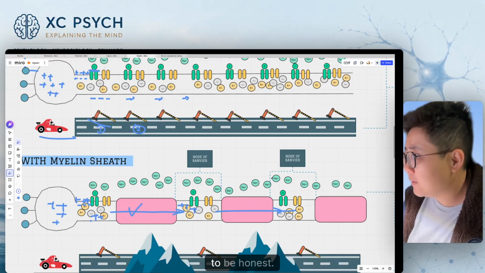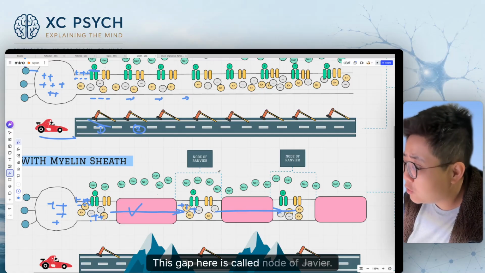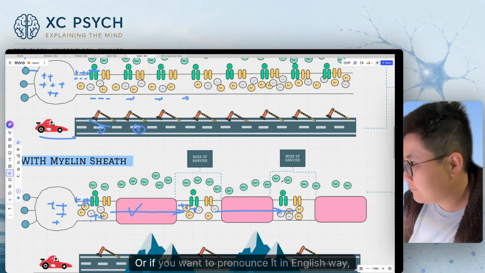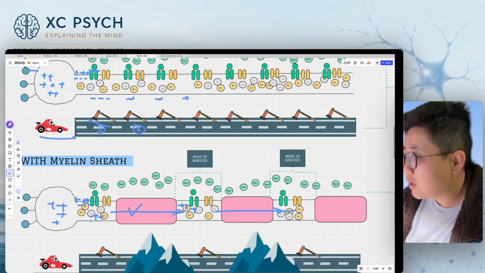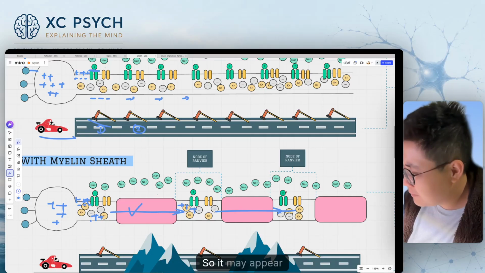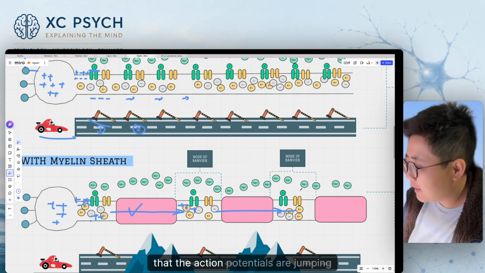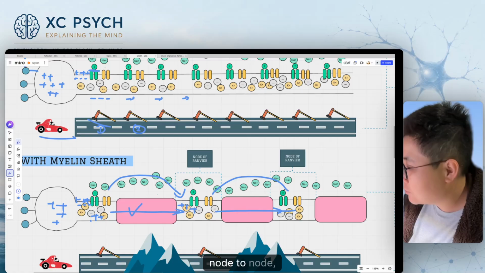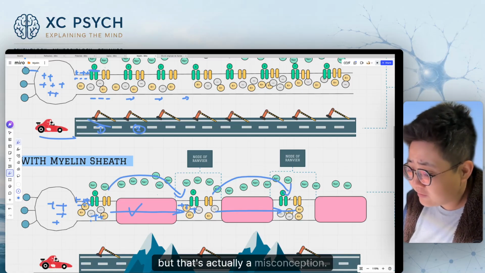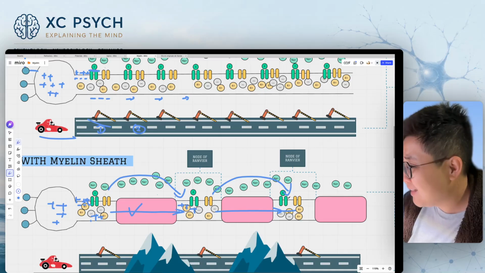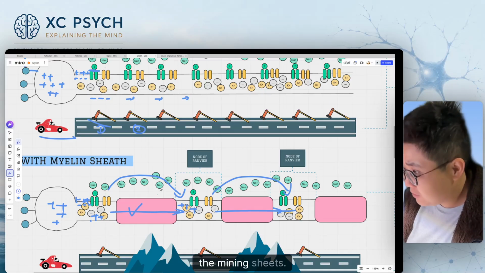Or not gate, to be honest. This gap here is called a node of Ranvier. So it may appear that the action potentials are jumping from node to node, but that's actually a misconception. Just because you don't see it flowing doesn't mean that it doesn't go through the myelin sheaths.